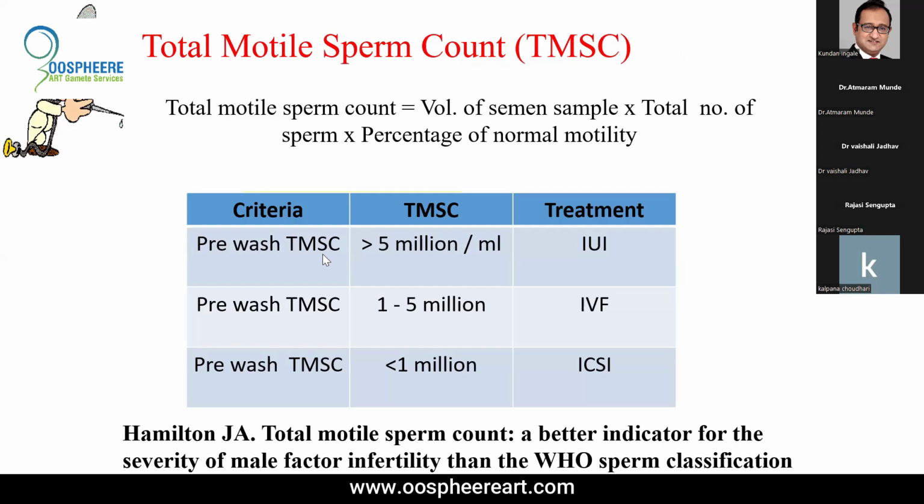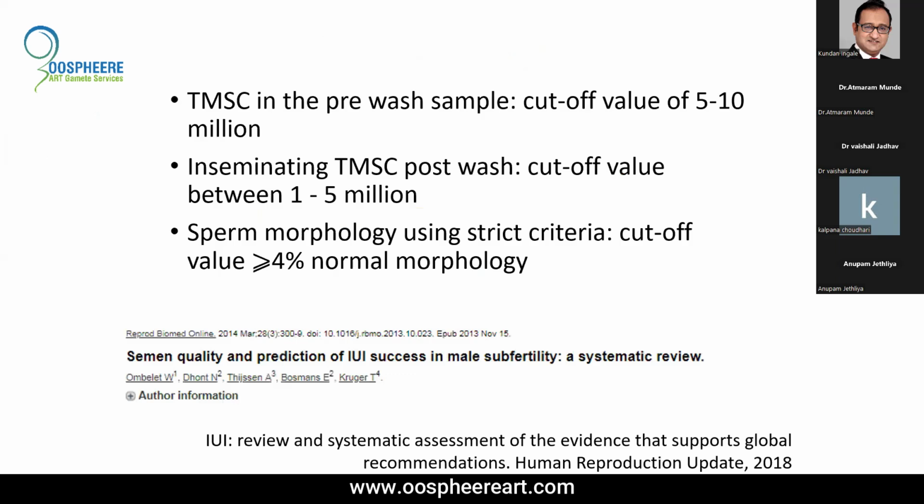So the pre-wash count at least has to be 5 million. Then only you can consider IUI. If the pre-wash count is less than 5 million, the patient should be re-evaluated for all the parameters, treatment given, with simultaneous treatment of the female, that is optimization of gametes, and then after 3 months repeat the count. If it has gone more than 5 million, then only please consider IUI, or otherwise send her for further treatment. The same thing, the post-wash count should be between 1 million and 5 million.